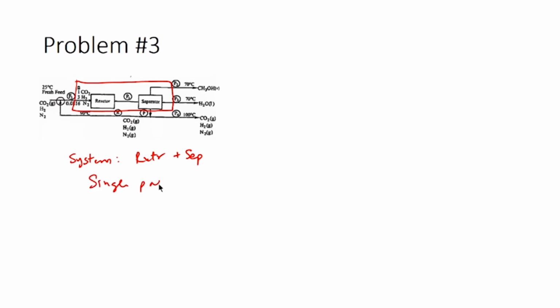The single pass conversion is equal to 0.57. This means we have 1 kilomole of CO2 entering. If 1 kilomole of CO2 is entering, how much is actually getting consumed? This implies 57% of this is getting consumed because of the single pass conversion, which means 0.57 kilomoles of CO2 is consumed.